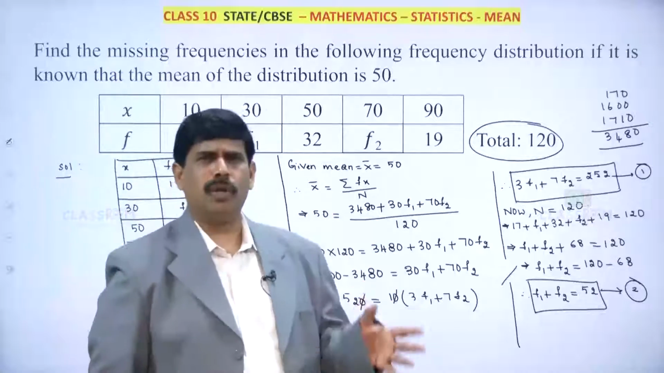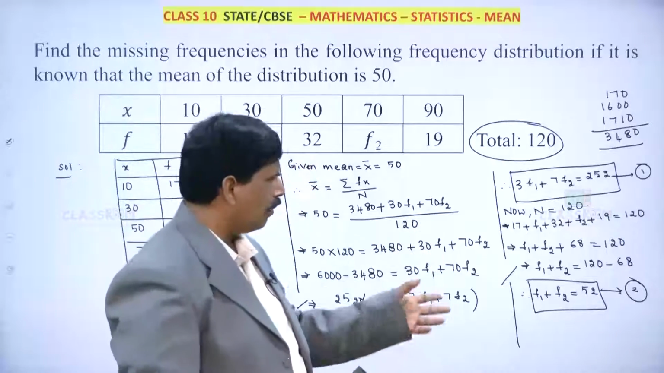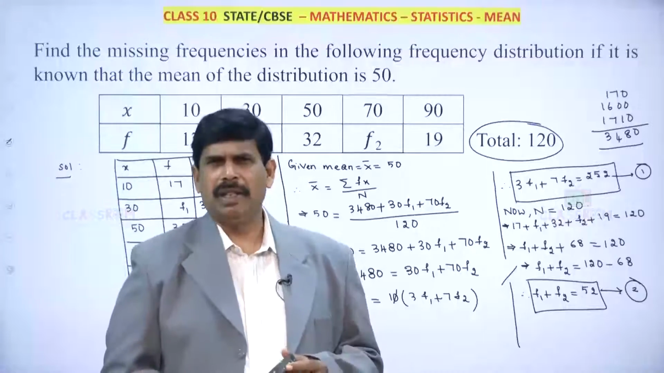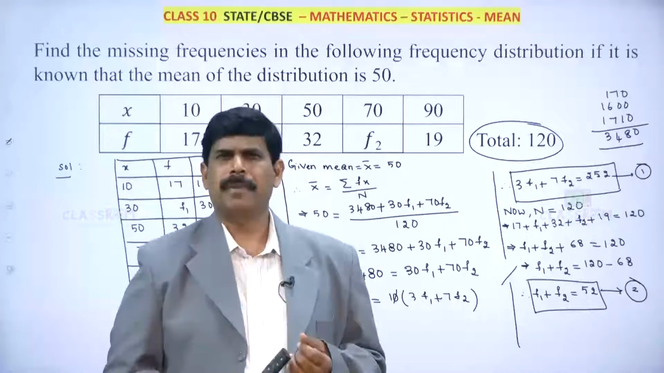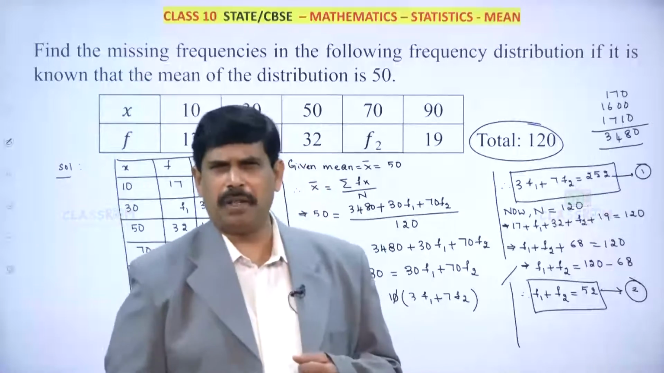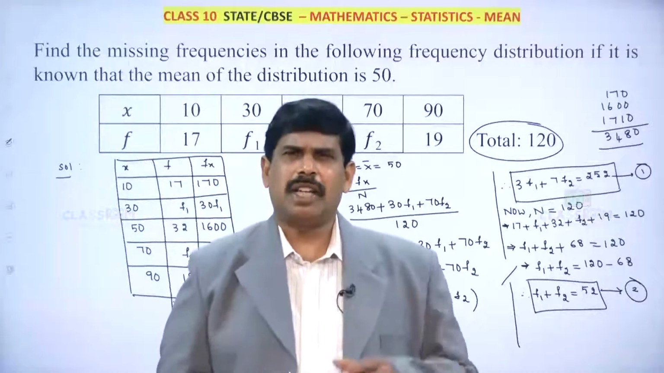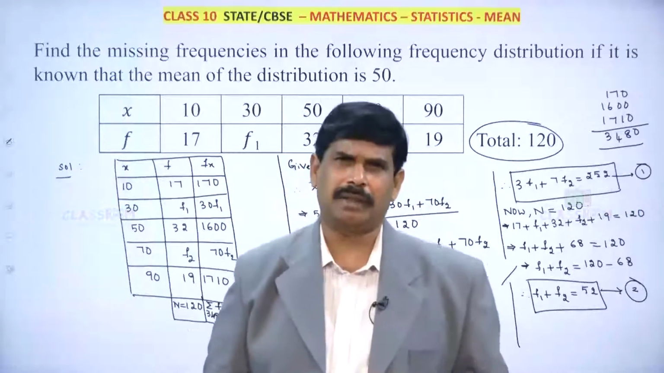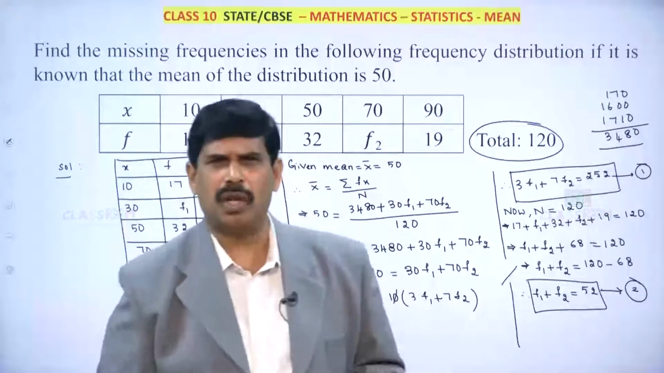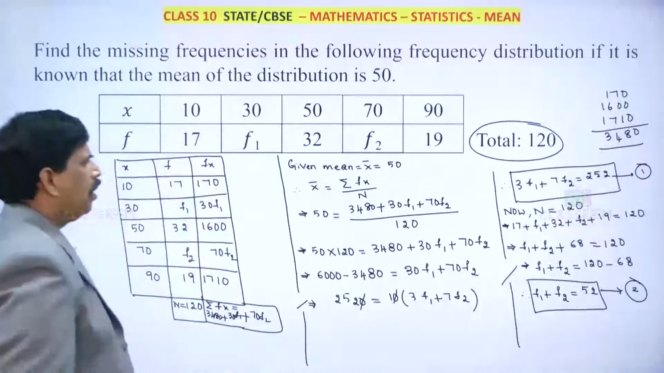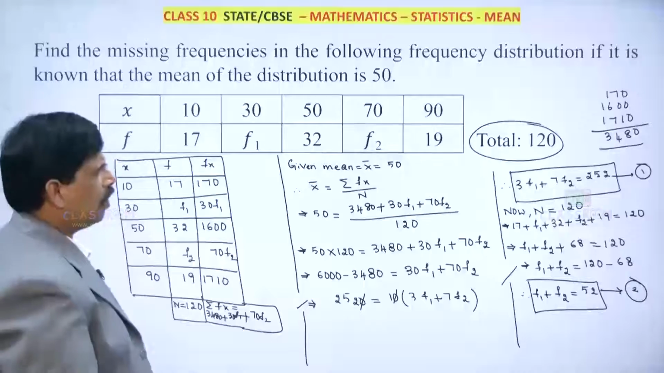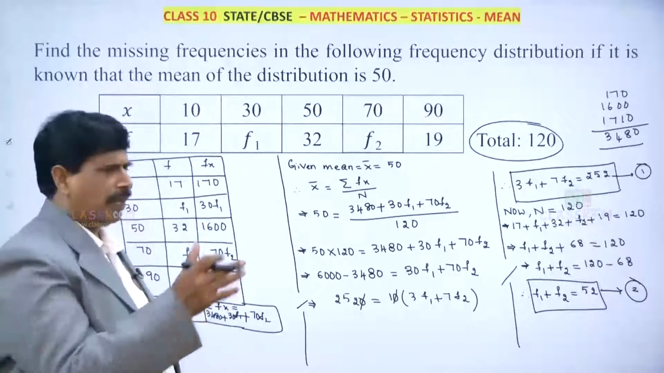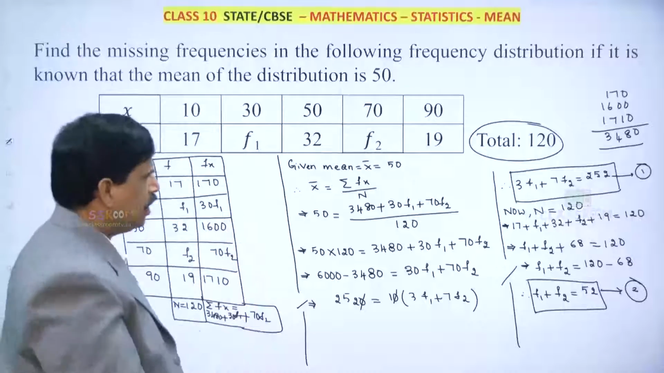Now we need to solve both the equations. So how can we solve both the equations? There are three methods of simultaneous solving. You have method of elimination, method of equating coefficients, that is what we say substitution method, and cross multiplication method. So you select any one of your choice. Let us see now. So let's see what are the two equations we have. f1 plus f2 is 52. So let's equate both the equation coefficients.